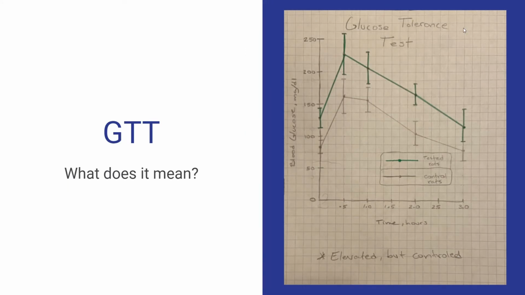This is the graph for the glucose tolerance test. The controlled rats are in gray and the experimental rats are in green. We see that the experimental rats experienced elevated but controlled blood glucose levels, which we consider of significant difference.